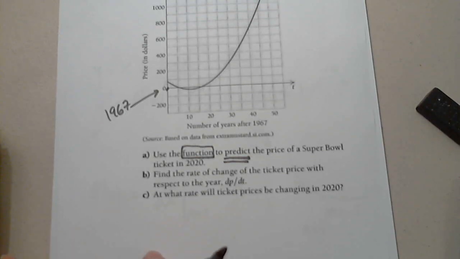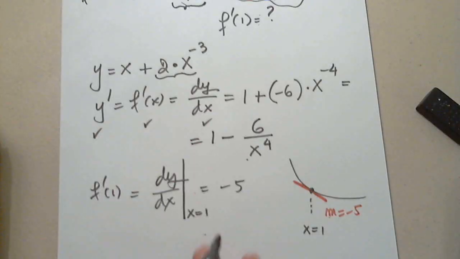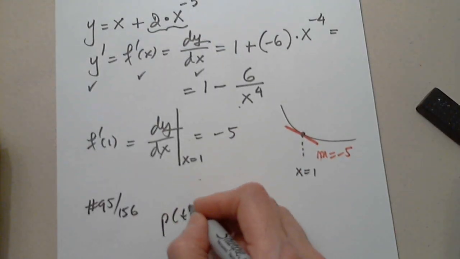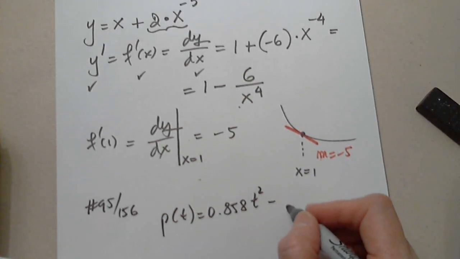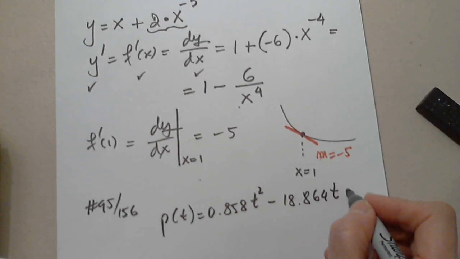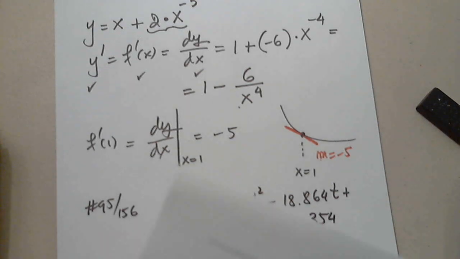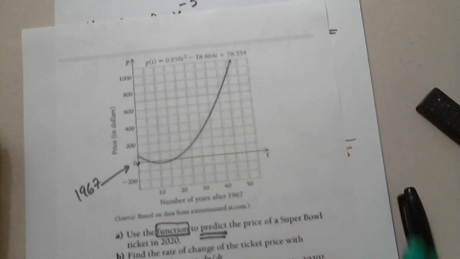And I'm going to copy the function here. So that was, what problem was it? It was 95, and the page 156. And here it is. P of t, price as a function of time, 0.858 t squared minus 18.864 t plus 78.354. At that time, they didn't know that the tickets may get to $100,000, I heard. Okay, so let's assume that the model is still valid, or was.